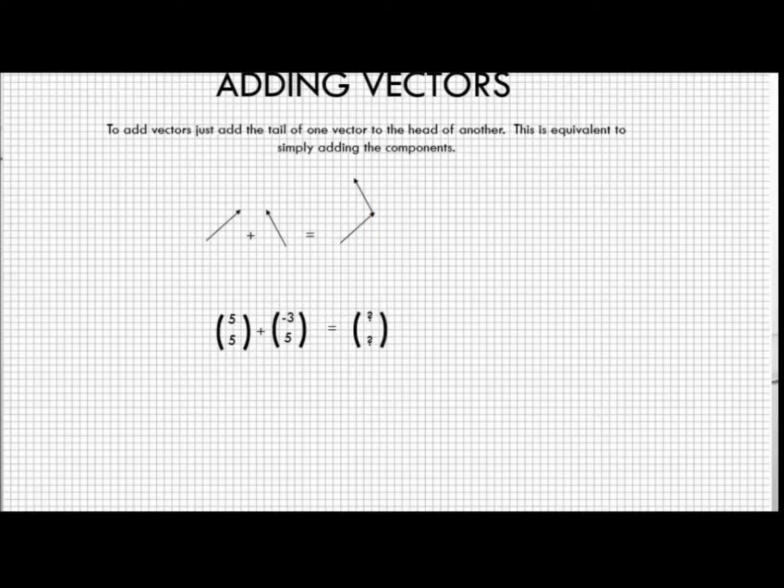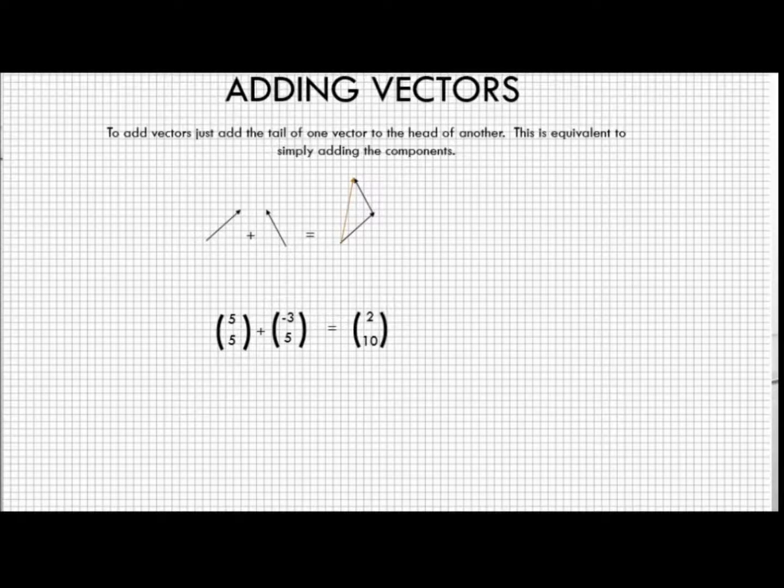Okay, how about this one? Take your time, pause the video. When you're ready for the answer, just press play. Again, all we're doing with the arrows is sticking the tail of one vector onto the head of the other. And 5 plus negative 3 is 2, and 5 plus 5 is 10.